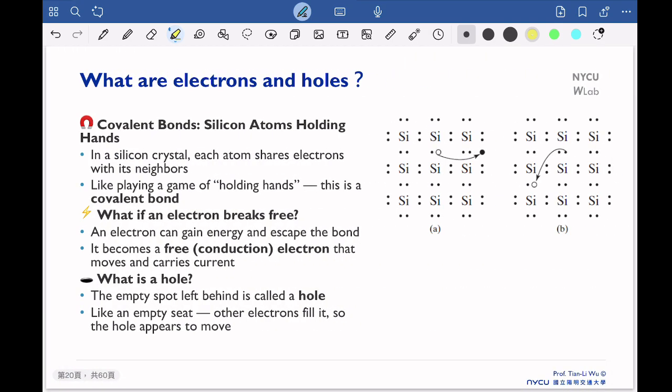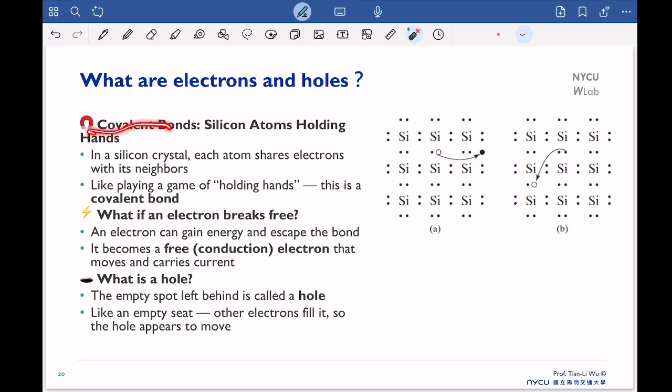And when we talk about this silicon crystal, the next phase is we need to understand why silicon, or why a semiconductor, can be conductive. The reason is that we have electrons and holes inside this material, which in the end will become the conduction.